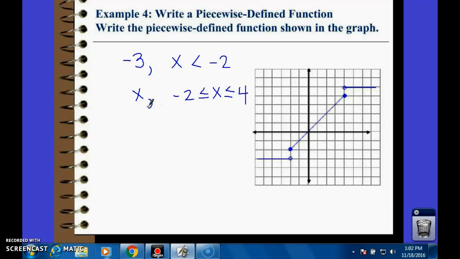This graph picks up at, is it including or not including? So x is now bigger than 4. And what's the function doing? What's y doing? Is it going up and over at all? No, y is always going to be what? 5, right? So you could make it fancy and put the little bracket there, but really, that's all we did.